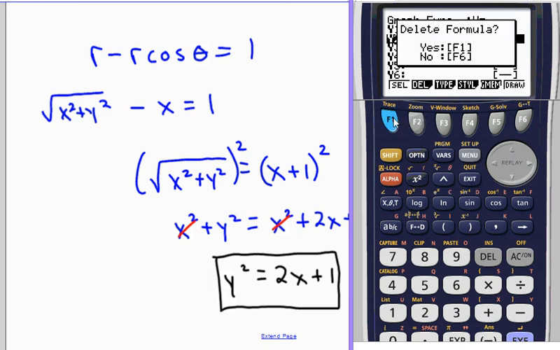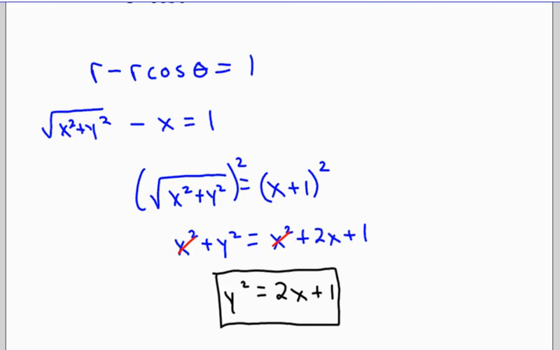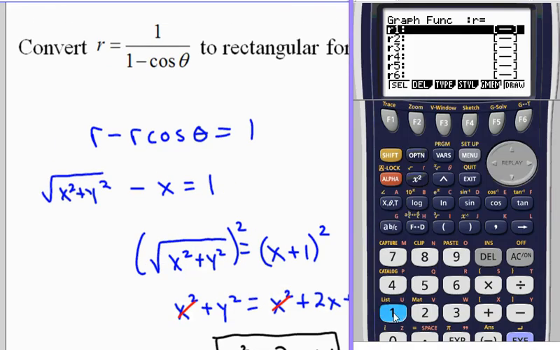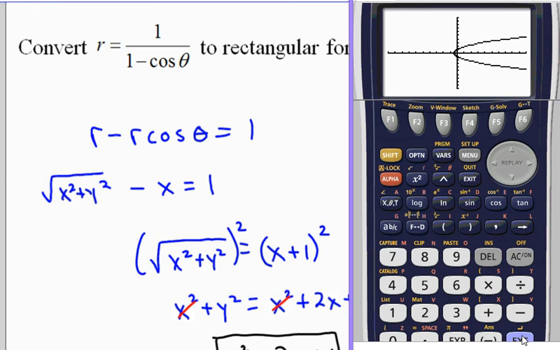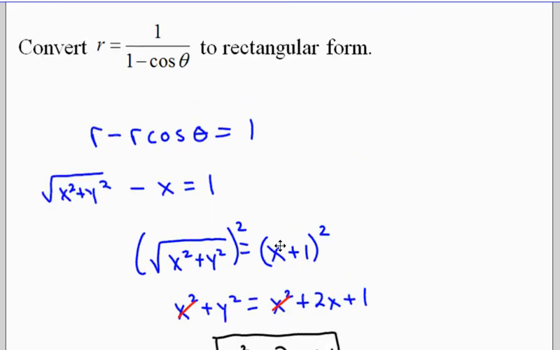Okay, now watch this. If I delete these out, I change my type and I go to r equals, and I graph 1 divided by 1 minus cosine of theta. Look at that. Because that's one of the advantages of polar coordinates. We can graph relations with one equation. Where in rectangular form, if it's not a function, we need two equations, if it's a relation. Pretty cool.